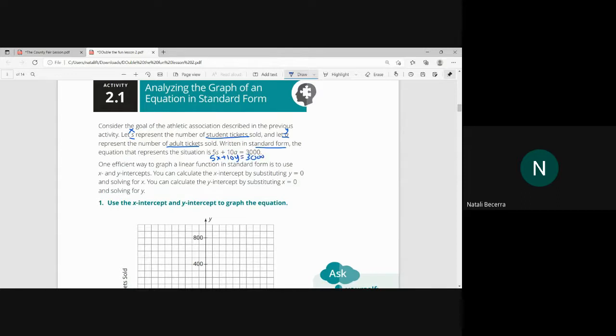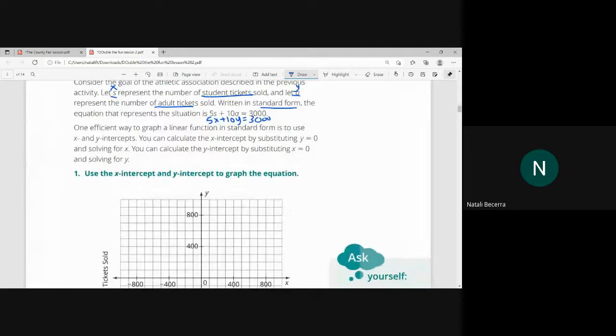All right. Let me zoom in a little bit. It says one efficient way to graph a linear function in standard form is to use x and y intercepts. Now, you guys are very familiar with how to graph in slope intercept form, and now we're going to start practicing how to graph standard form. It is a little bit more work, but it's nothing too complicated, and it's actually pretty easy. It says you can calculate the x-intercept by substituting y equals 0 and solving for x. You can calculate the y-intercept by substituting x equals 0 and solving for y. So let's go ahead and do that.